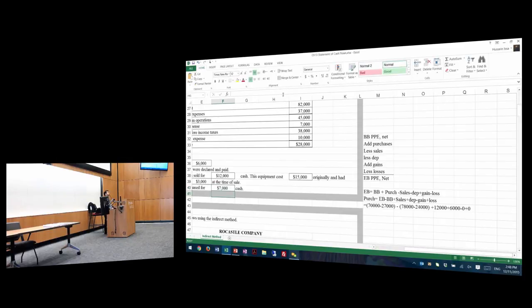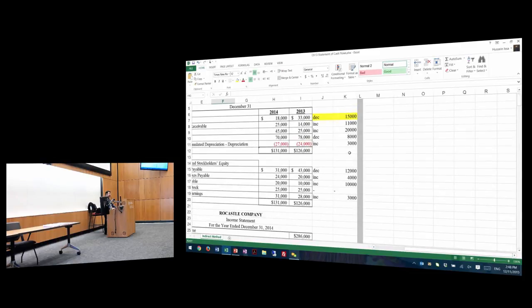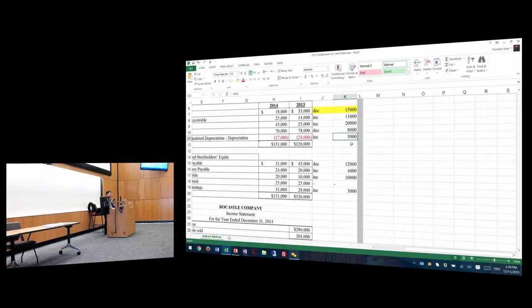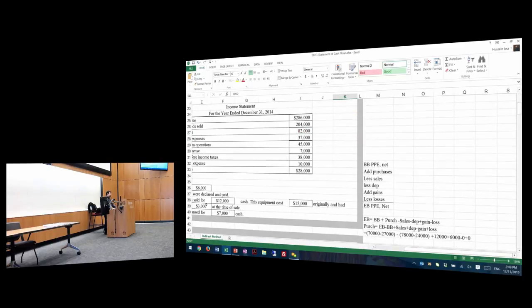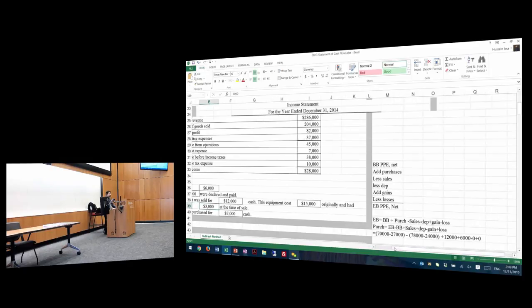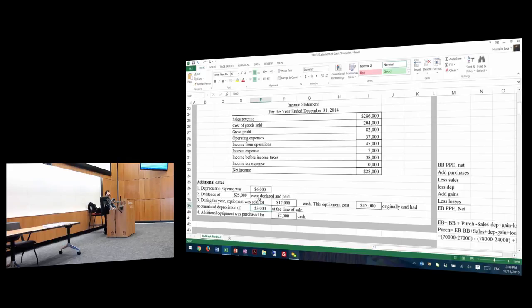This is the 7,000 that we have. Now, accumulated depreciation, if you look at it here, the changes that we had. Accumulated depreciation, there was an increase in 3,000. However, depreciation expense was 6,000, right? Remember, you have 3,000 here, and we have another 3,000 here from the equipment you are selling. Do you understand now where those 6,000 went? Yes.